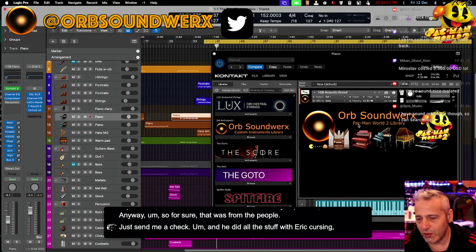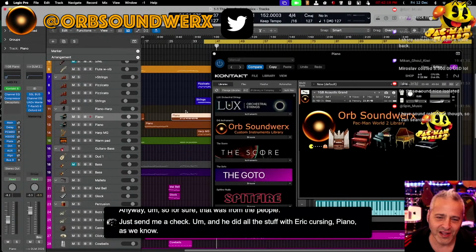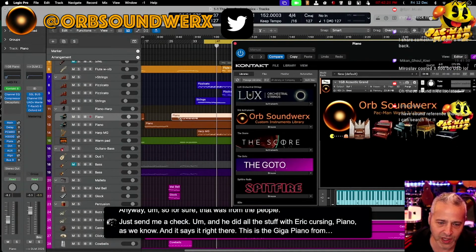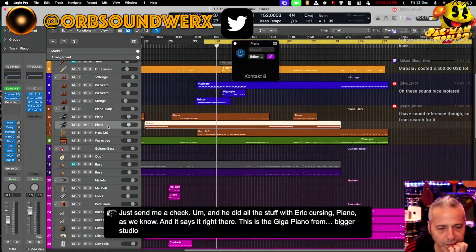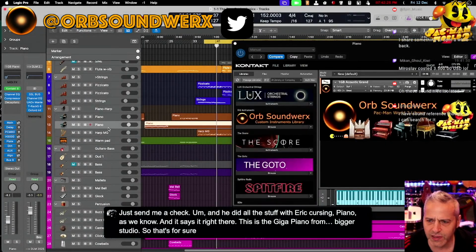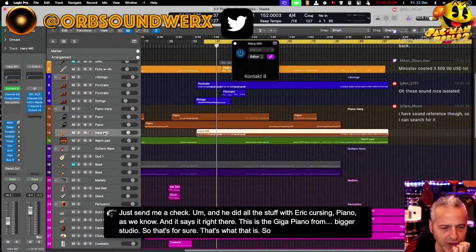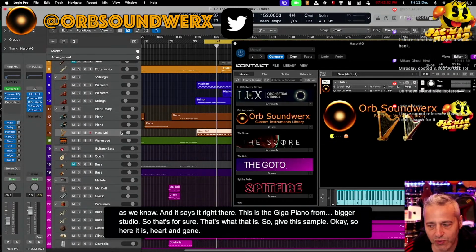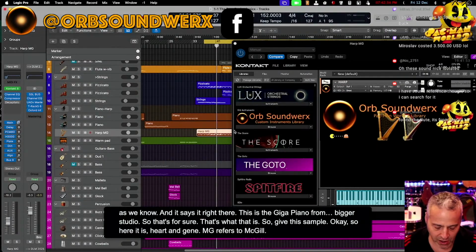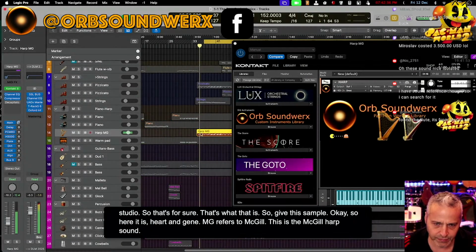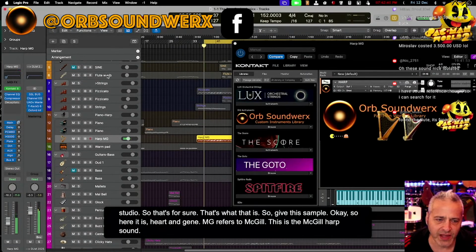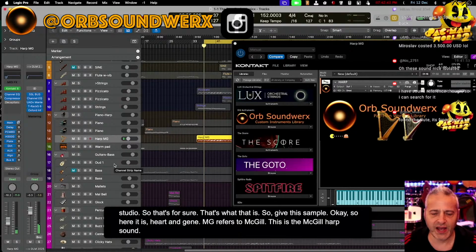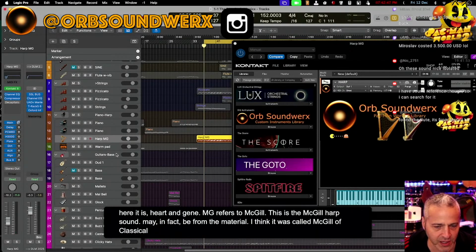Piano, as we know, it says it right there. This is the Giga piano from Giga Studio. So that's for sure what that is. Okay, so here it is, harp MG. The MG refers to McGill. This is the McGill harp sound. And that leads me to believe that this flute with vibrato may in fact be from the McGill, I think it was called McGill Classical Sounds, if I'm not mistaken.